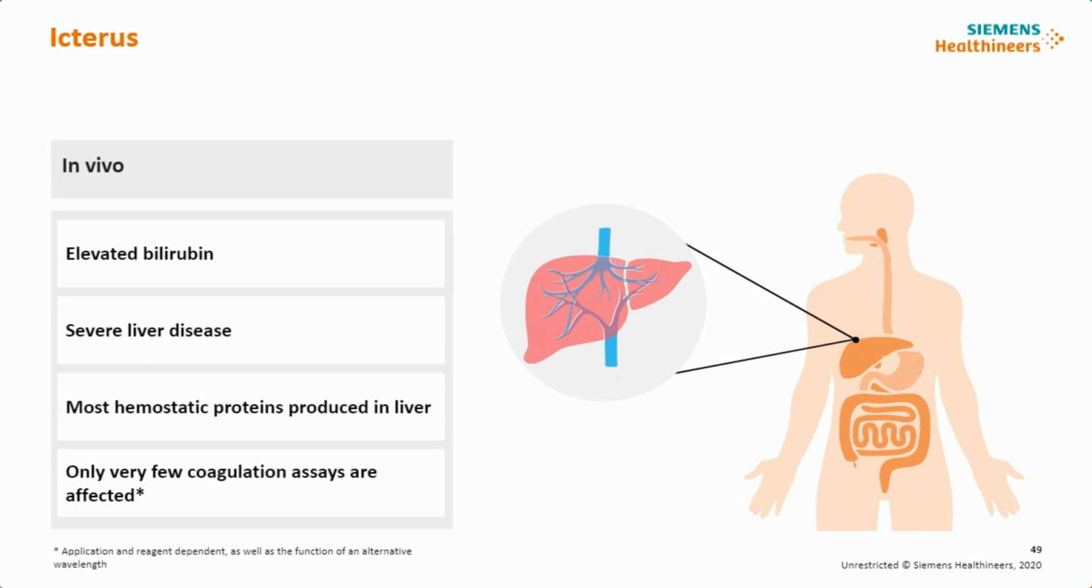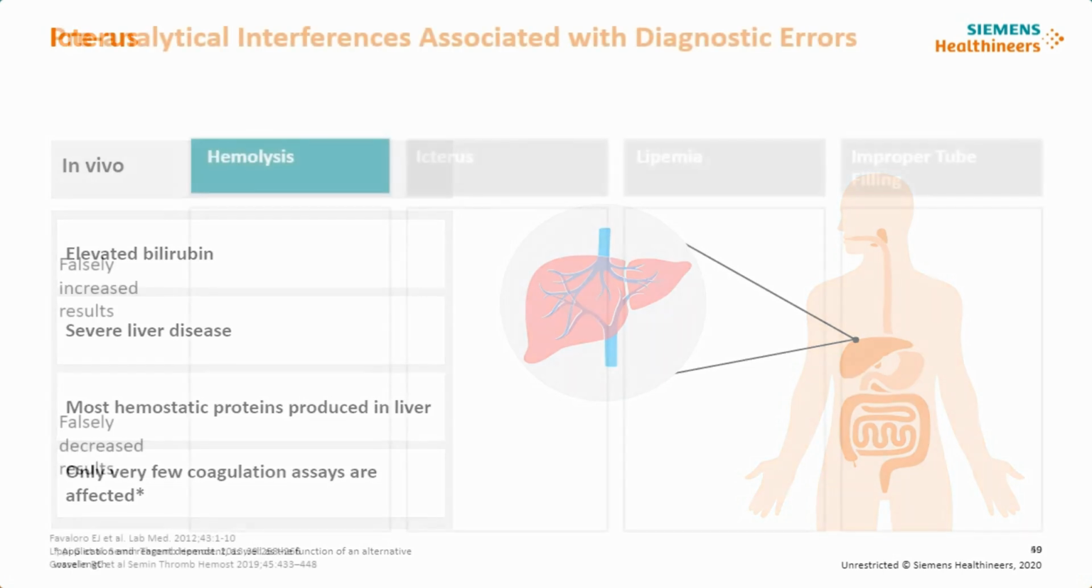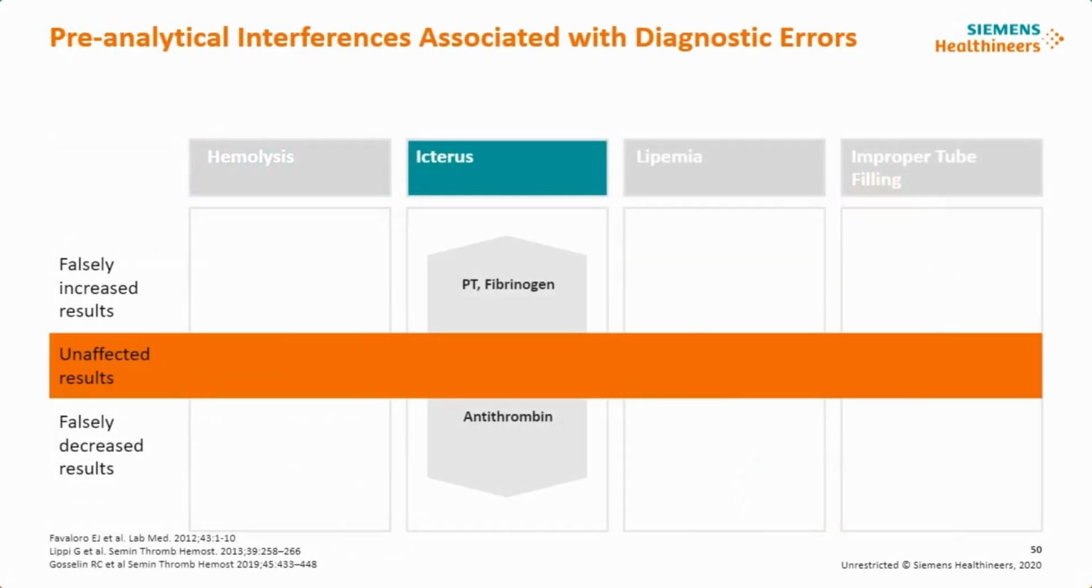But only very few coagulation assays are affected by icterus. You'll see here some of the assays that could be affected. Your PT, for example, could be falsely increased, whereas your antithrombin could be falsely decreased. And you'll see here that your APTT doesn't seem to be affected by icterus as much.